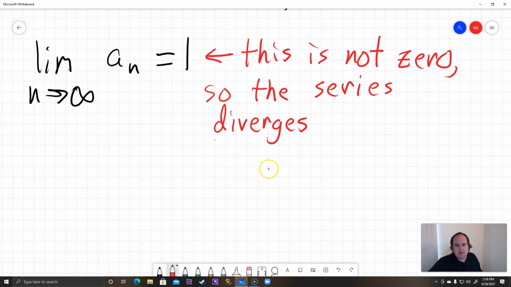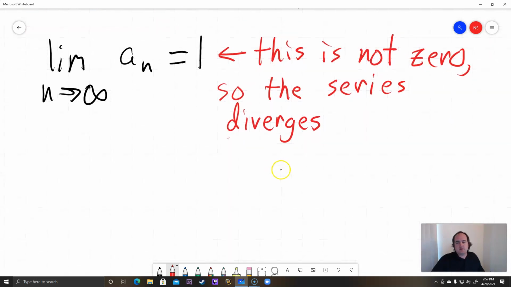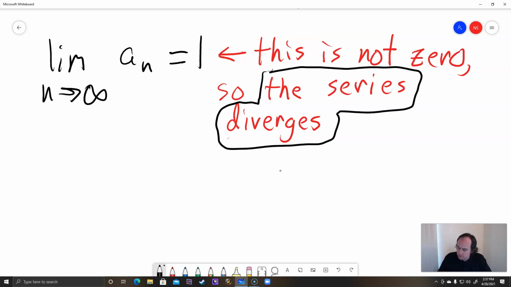So it's actually a good test. It's pretty helpful, but it's only helpful in specific cases. It's very quick to do because you just do a limit of whatever's inside of your summation. And if that limit is anything else besides 0, then you know it diverges, which is really fast. So it's a lot faster than some of the later tests we're going to learn. So our answer is the series diverges. And it's a pretty useful test.